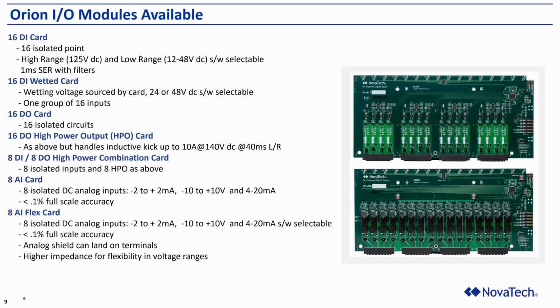The suite of cards available on the Orion I/O consists of 7 different cards. The first 2 cards you see there are both 16 discrete input cards. The difference is the first card is 16 isolated discrete input contacts that are not wetted. So in your wiring design, you would need to make sure you have a 125 DC or 12 to 48 volts DC source to wet those contacts. On the other hand, the 16 discrete input wetted card provides the wetting voltage necessary internally, sourced by the Orion I/O.